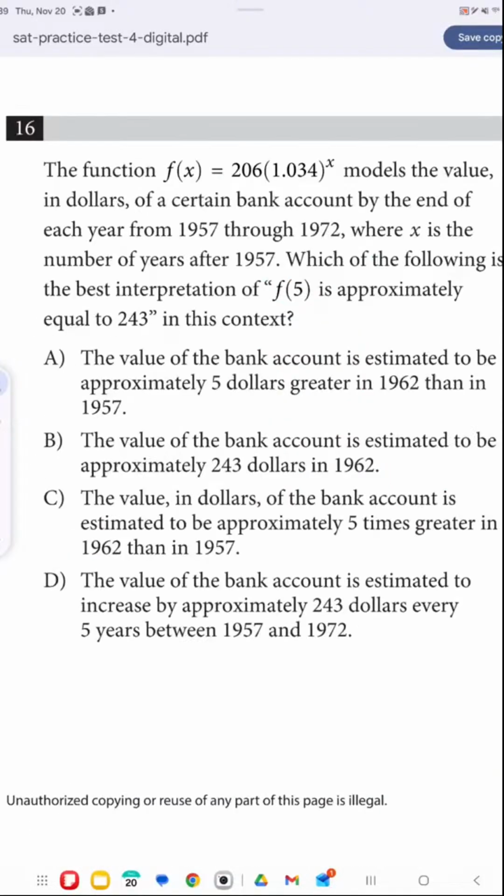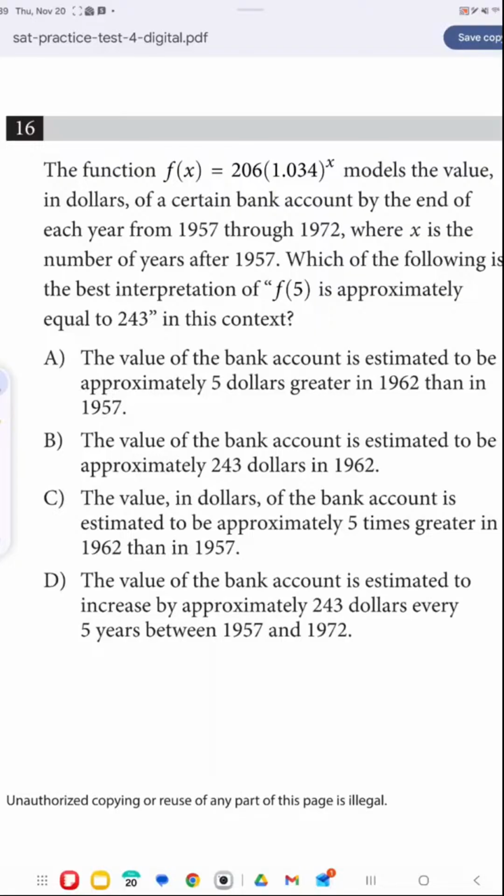Question 16. The function f of x is equal to 206 times 1.034 to the x models the value in dollars of a certain bank account by the end of each year from 1957 through 1972, where x is the number of years after 1957. Which of the following is the best interpretation of f of 5 is approximately equal to 243 in this context?